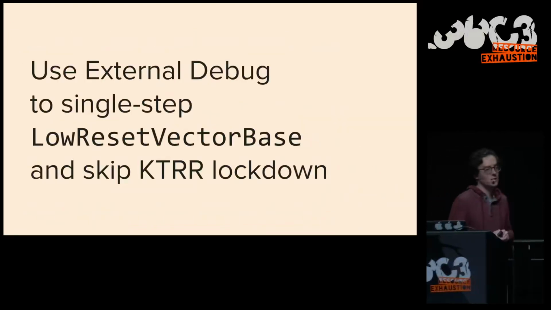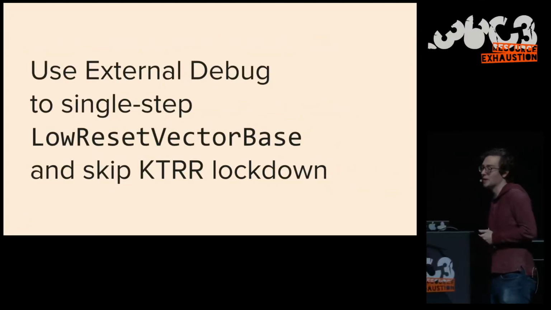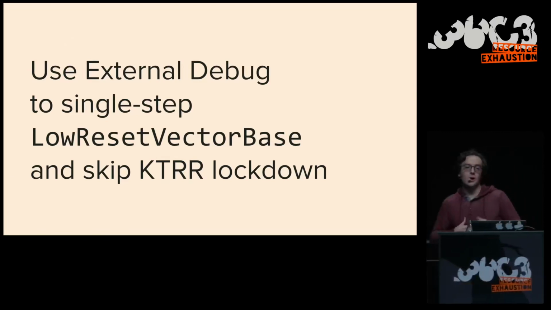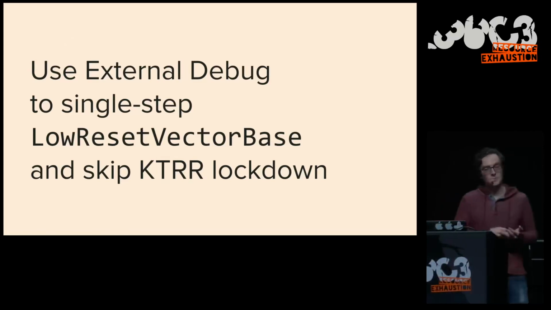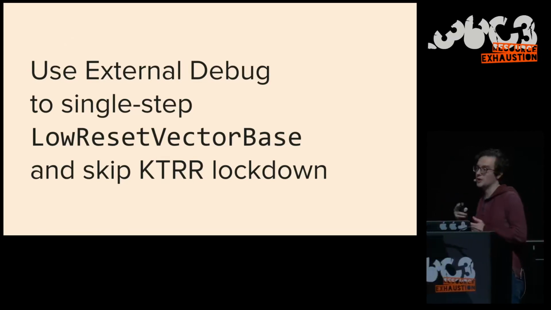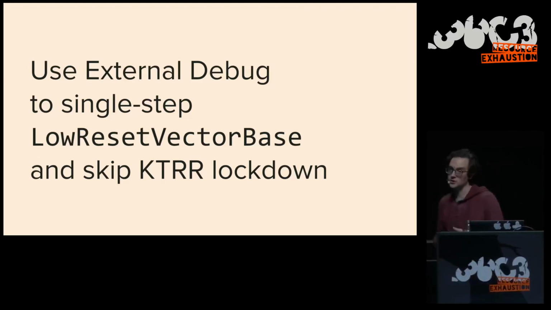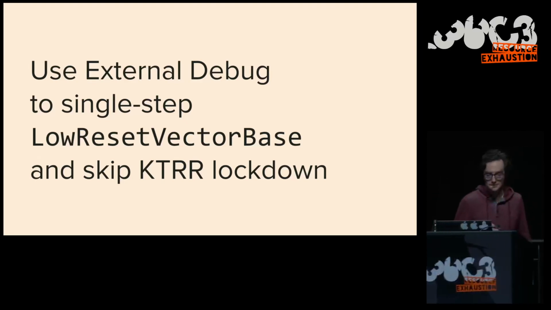So the idea for my attack was, we have these debugging registers. We can do things like single stepping, and we know that we can halt execution in the reset vector. So I basically decided I would try to use the external debug interface to single step the reset vector, and then once the reset vector is about to execute the KTRR lockdown instructions, just jump over that piece of code so KTRR never gets initialized.